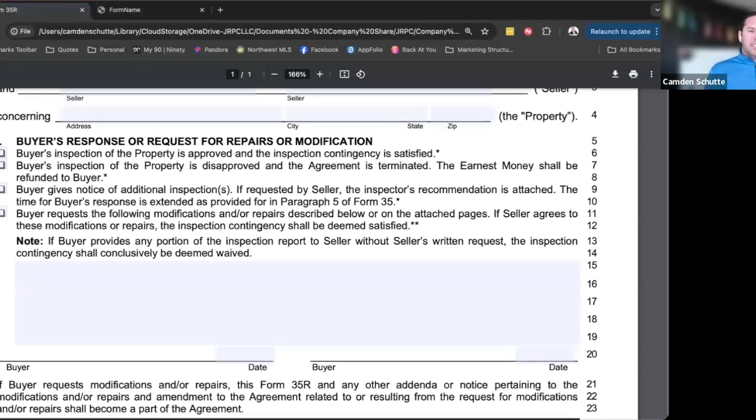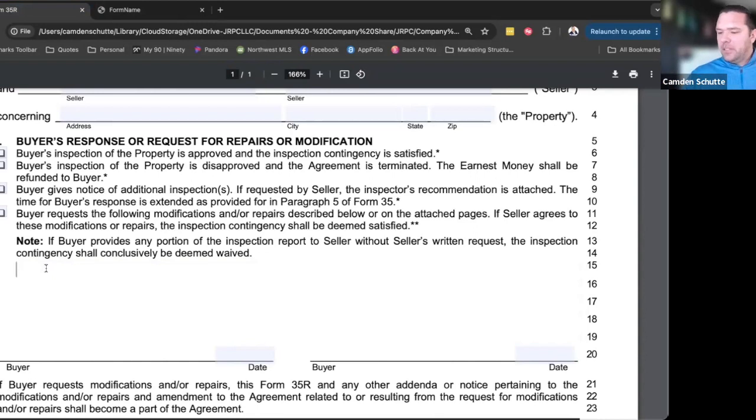Option 4 is probably one of the most commonly used, and that is that the buyer is going to request some modifications or repairs. And then we get into how do we do that? And that's where a lot of questions come up.